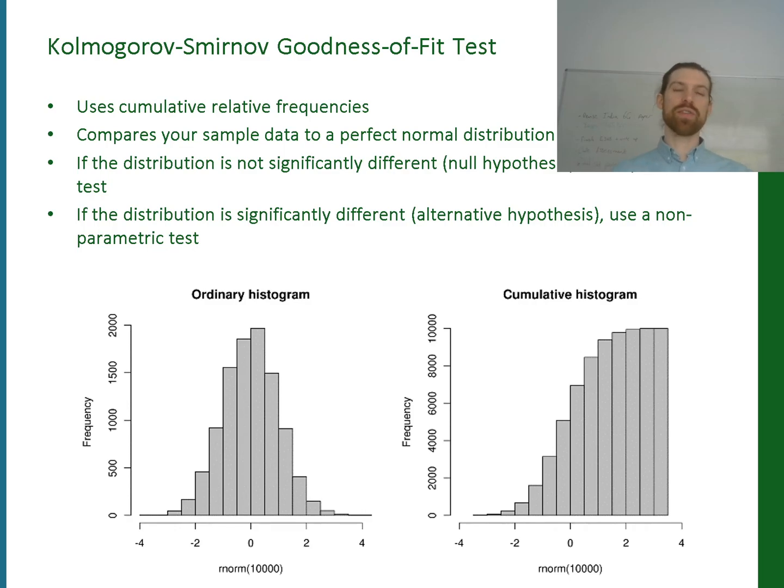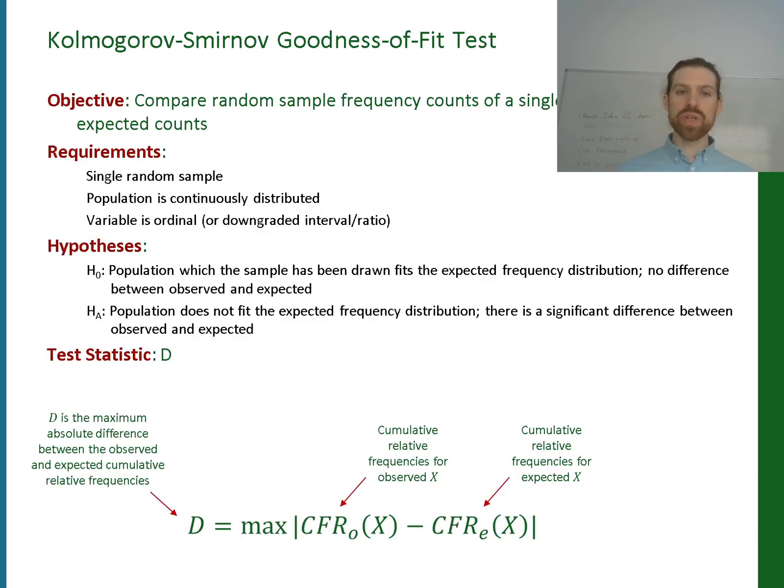That's because they're significantly differing from the distribution that we're comparing it to. Okay. How do we do this? So we've got a set number of requirements that we need to meet. Our objective obviously is to compare that random sample count that we've got for a single variable against some sort of expected count that we have, okay?